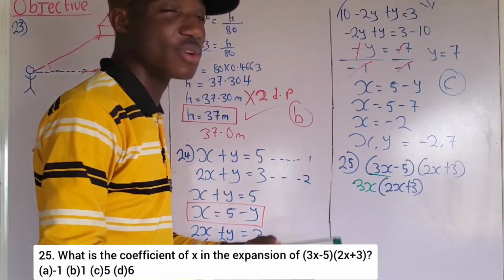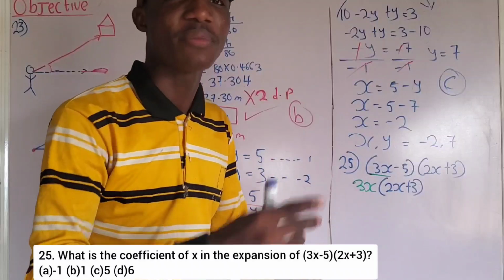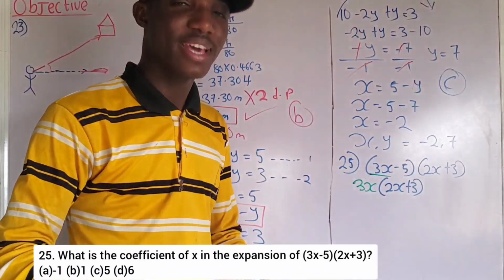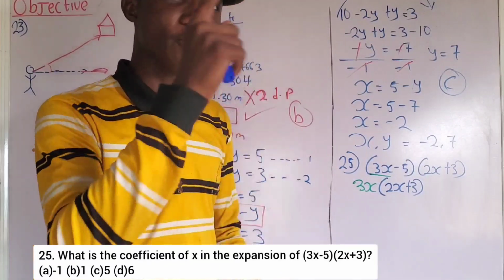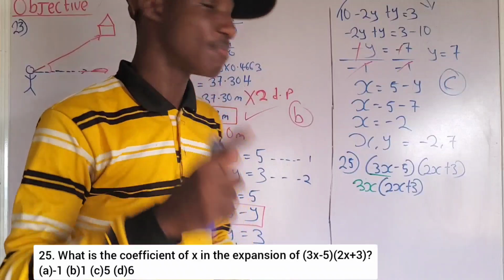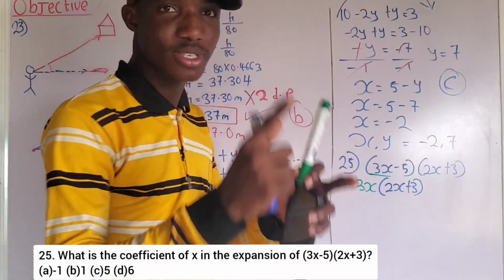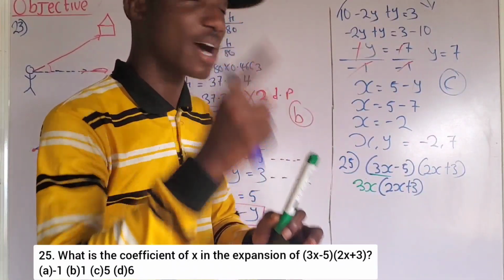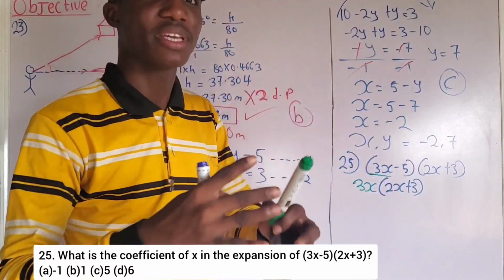Okay, so now the next thing is that you have to take the second term in the first bracket as well. The first bracket has two terms. The first term is 3x, the second term is minus 5, okay? So the first step is that you have to use the first term, which is 3x, to multiply all the terms in the second bracket.